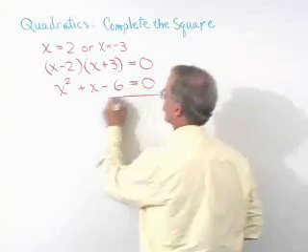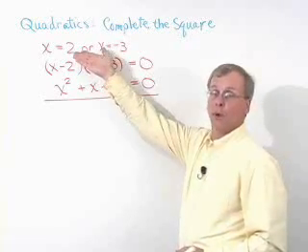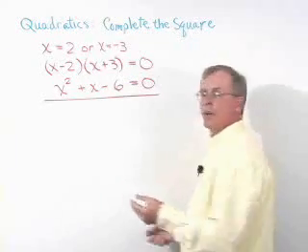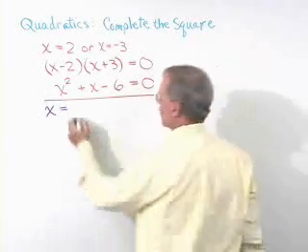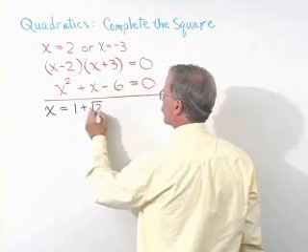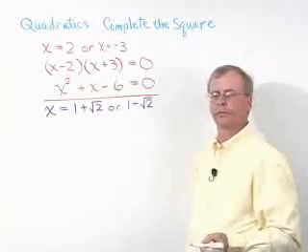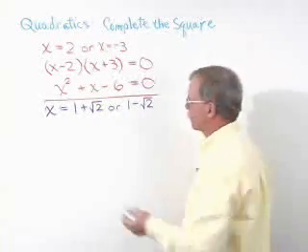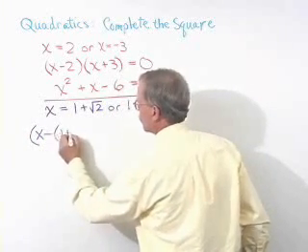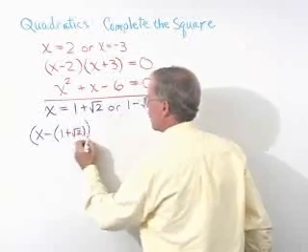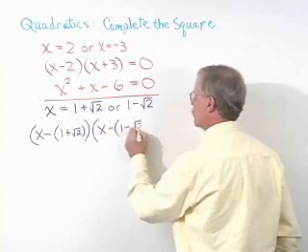Let's try it with a little more complicated set of answers. These are just nice rational number answers. What if they were irrational? Suppose x was equal to 1 plus the square root of 2 or 1 minus the square root of 2. Then what would the factors be? Well, we'd have x minus (1 plus the square root of 2) and x minus (1 minus the square root of 2).